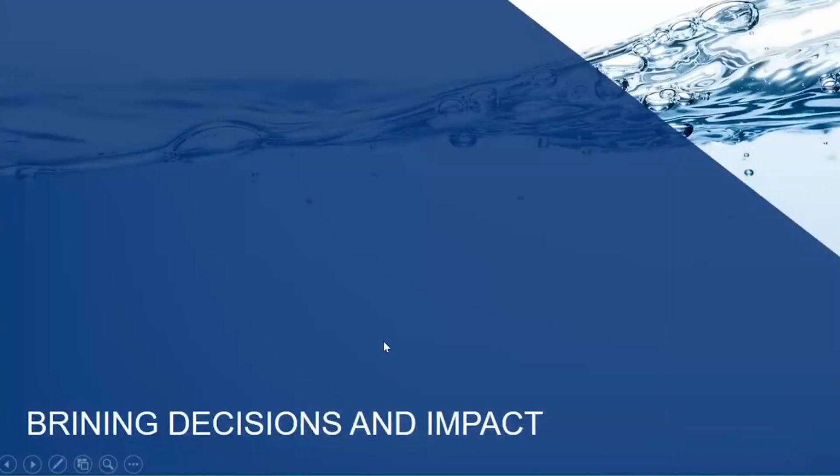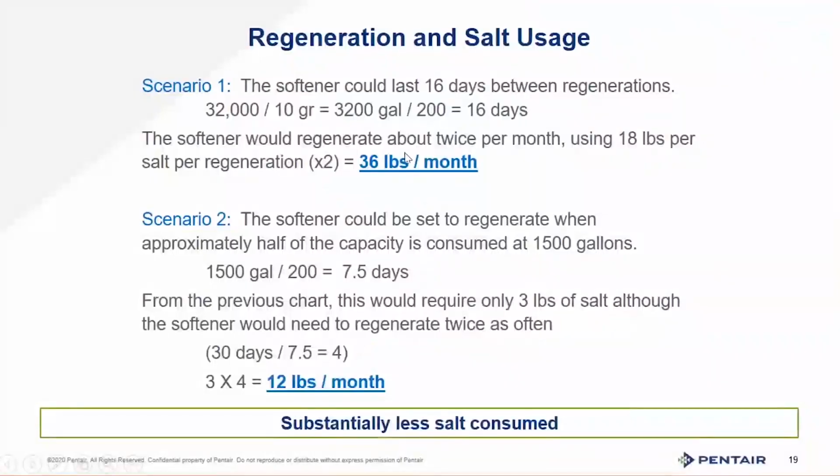Now, brining decisions and their impact. So this is just a real simple case we came up with. It's a simple scenario. A softener that can last 16 days between regenerations, 32,000 grains. That's rebrining at 15 pounds or 18 pounds of salt here. Every 16 days it's going to regenerate. It's going to do that 2 times in a month. That's 36 pounds of salt in a month. Okay, but it's a lot less water. Only 2 regens, not a whole lot of water, but a lot of salt.